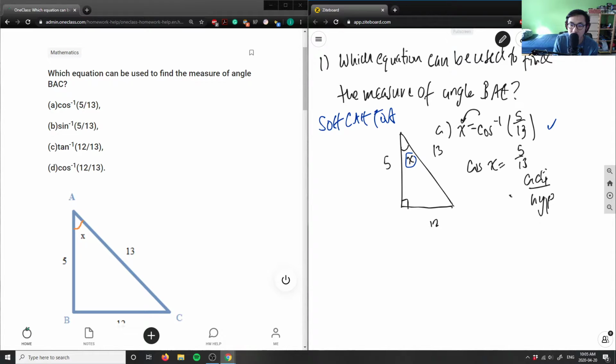Let me just verify that B, C, and D are wrong. So we have inverse sine of 5 over 13 equals x. If I took sine and placed it to the other side, I would get 5 over 13 equals sine x.